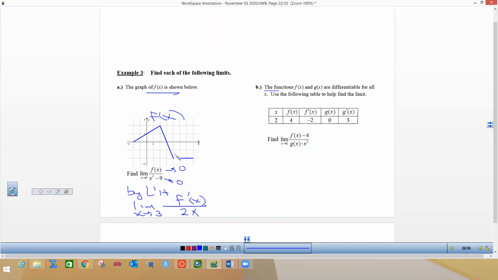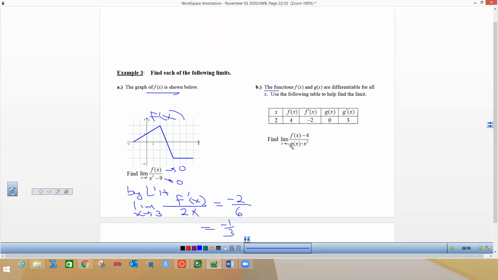We need the slope of this right here, which is down 2 over 1 or down 4 over 2. But the slope of that is negative 2 on the top. And then you plug 3 in down here and you get 6. So this equals negative 2 over 6. Just leave it that way, or negative a third. And we got this last one right here.